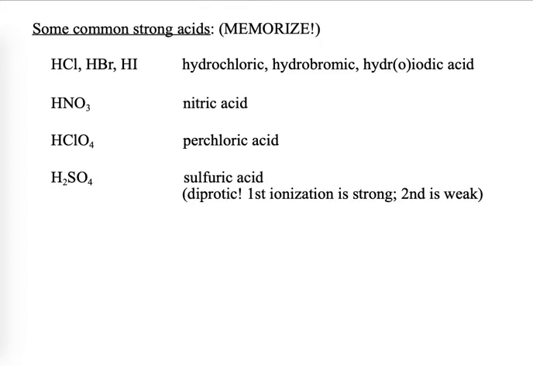Here are some common strong acids, and yes, I want you to memorize them. You should know the names and formulas of the 6 common strong acids. There are the hydrohalic acids: hydrochloric, hydrobromic, hydroiodic. Notice hydrofluoric acid is not a strong acid. Nitric acid is a strong acid. Perchloric acid is a strong acid, as is sulfuric. However, you'll recall that sulfuric acid is a diprotic acid. Only the first ionization is strong, the second is weak. We'll deal with that later in the unit.